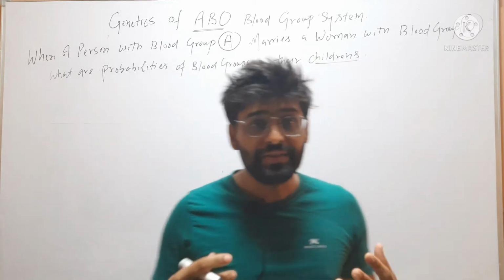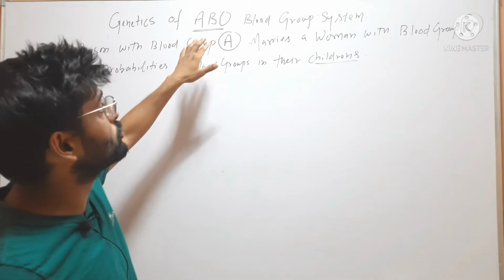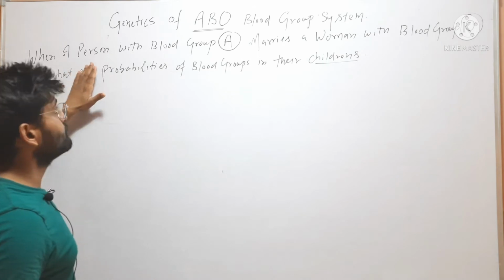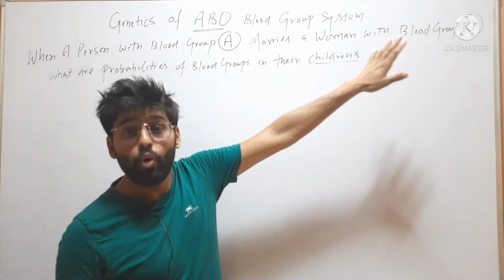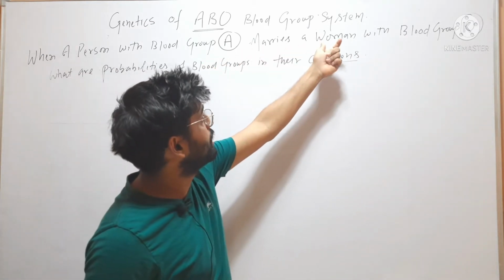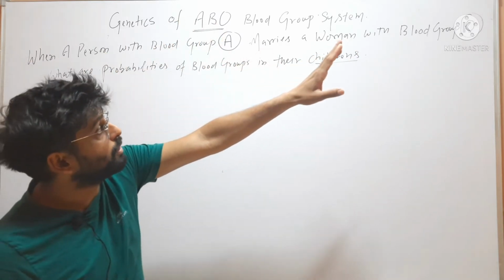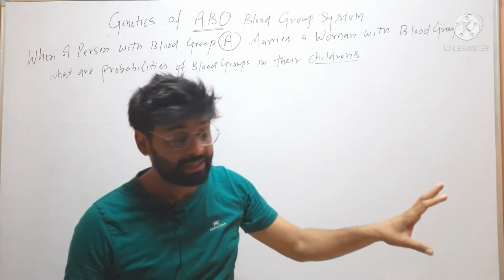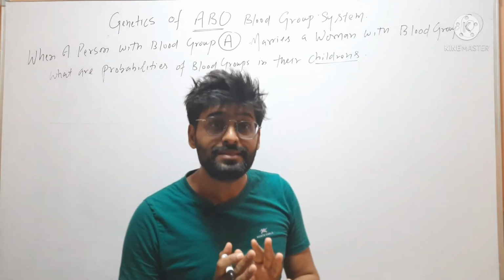Hello friends, in this video we will discuss a numerical that is based on genetics of the ABO blood group system. When a person with blood group A marries a woman with blood group O, or vice versa, what are the probabilities of blood groups in their children?